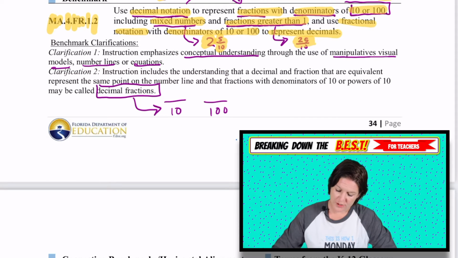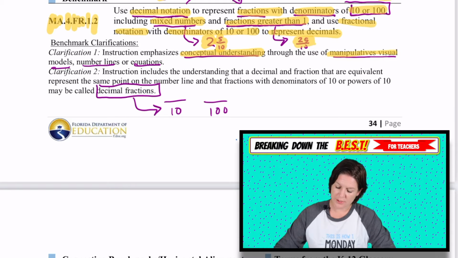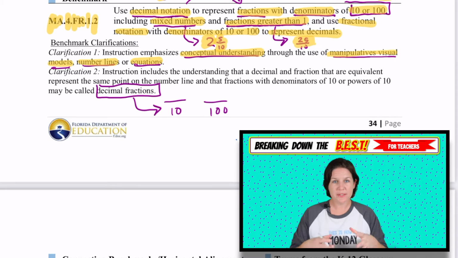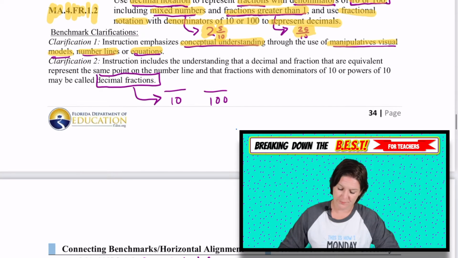So some clarifications that jumped out at me were that we are emphasizing a conceptual understanding using manipulatives and visual models, number lines, or equations. Now we won't necessarily be using manipulatives in the videos, however we will be using visuals of area models that you can easily connect to any manipulatives that you have.